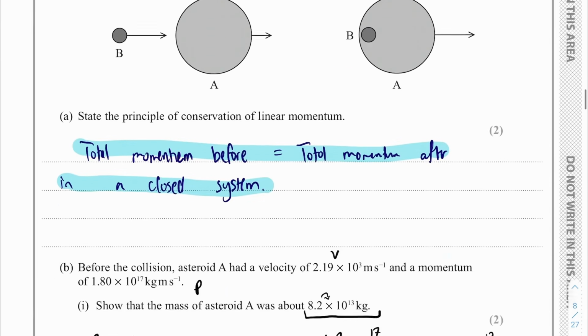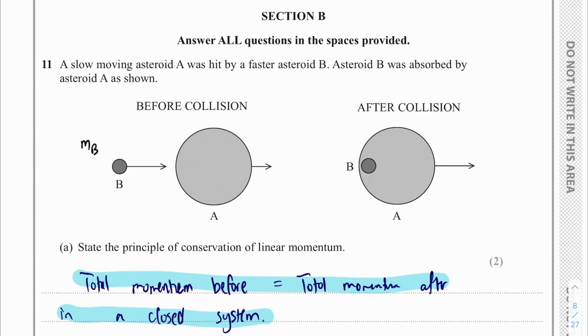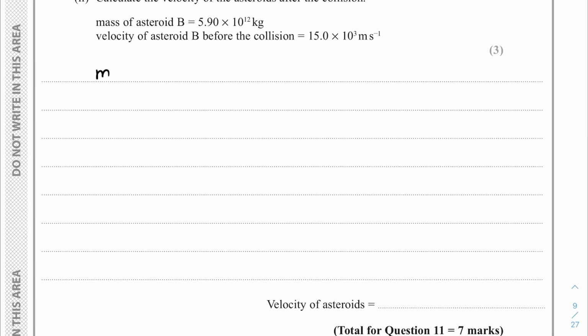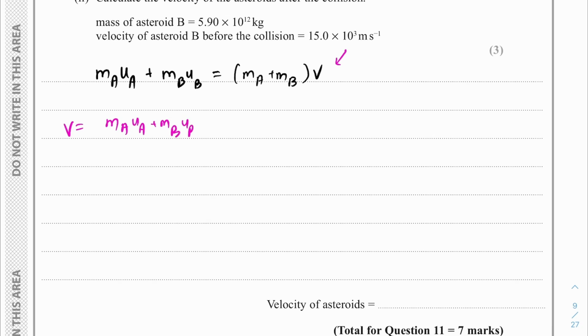Okay. So what can we say about what's happening here? First we have MB and VB, and we have MA and VA. And what happens to the asteroids afterwards? The mass becomes MA plus MB, and they have a common velocity V. So we can rewrite this and say MA UA, not VA, plus MB UB, which is the initial velocity, equals MA plus MB times V. And what are we trying to find? We're trying to find this. So why don't we rearrange to find V? All we have to do is divide by this. So V equals all of that divided by MA plus MB.